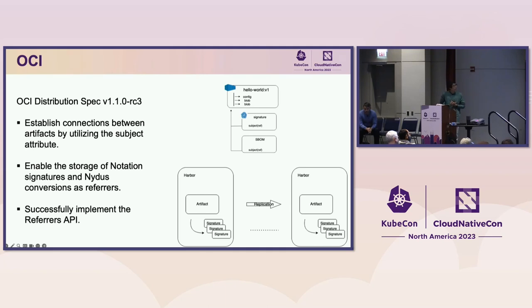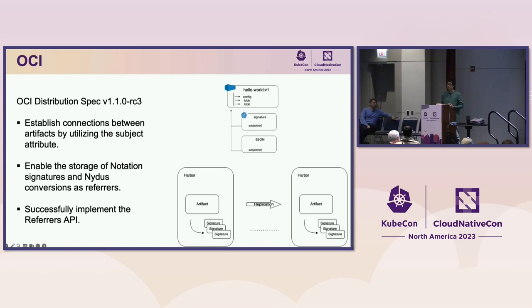So the latest major features in 2019 are related to the OCI. Some of you may already know that Harbor is an OCI compatible registry, so adopting the latest changes of the upstream OCI is a top priority for us. So I can give you a little background regarding the OCI spec.